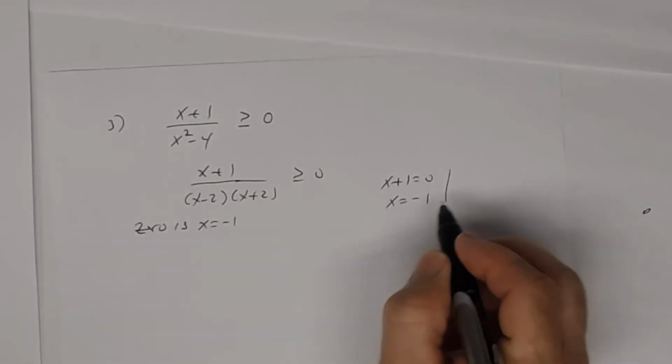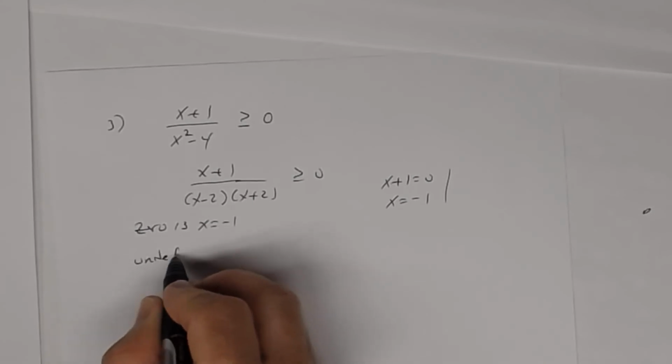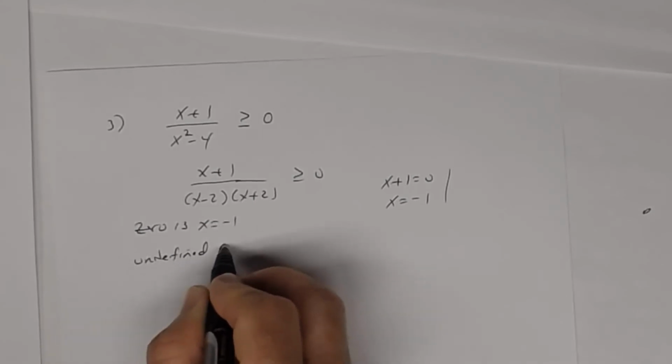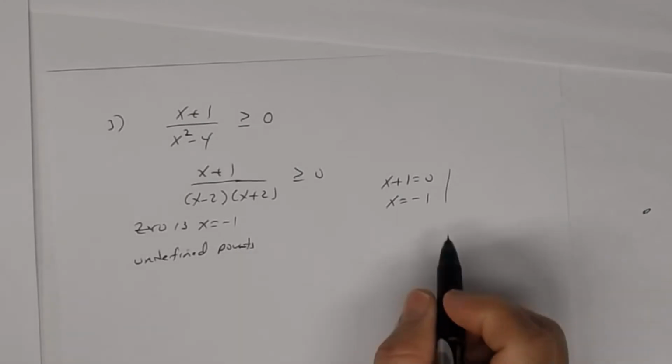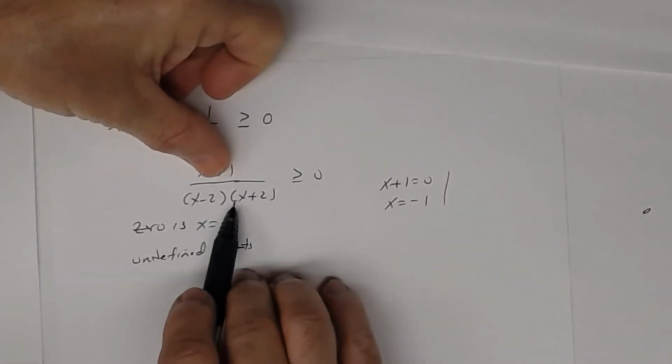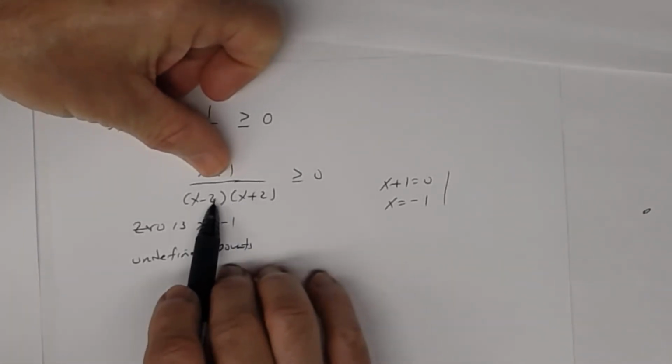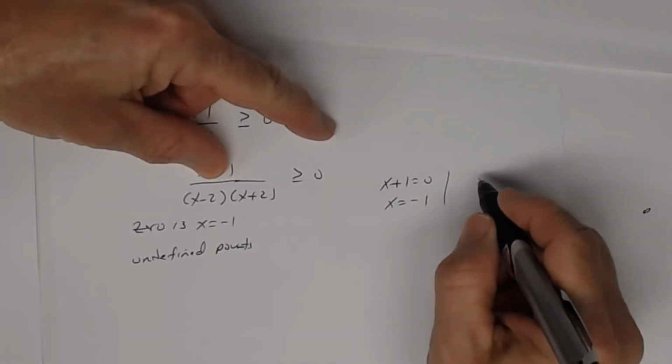Now let's do the undefined points. So my undefined points, that's where you set the denominator equal to 0. But notice there are two factors, right? Two factors, so you're going to do both of them.